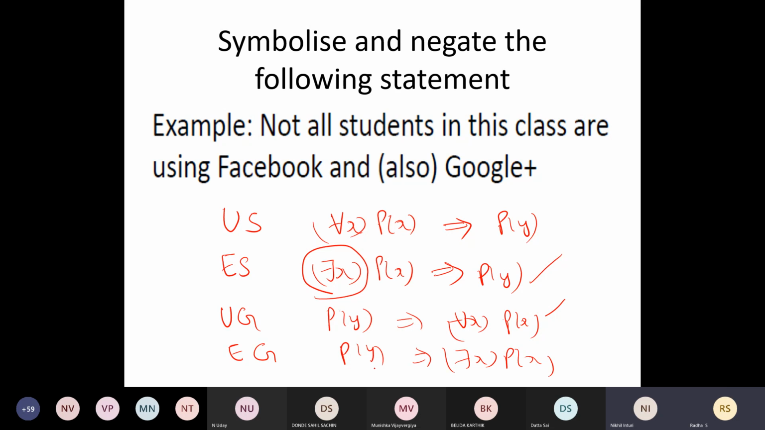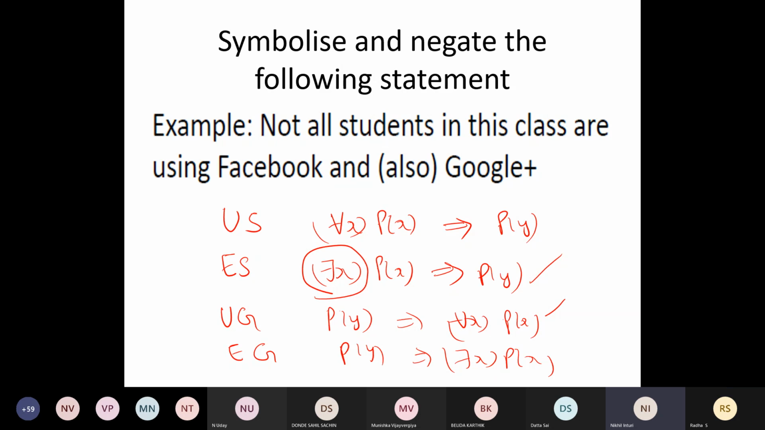Ram is good, so I can say there exists some person in this class who is good. That is not going to affect my statement, right? I'm saying Ram is good. Ram is good is the same as saying that there exists a person in the class who is good. Both mean one and the same, right? That is not going to affect it.